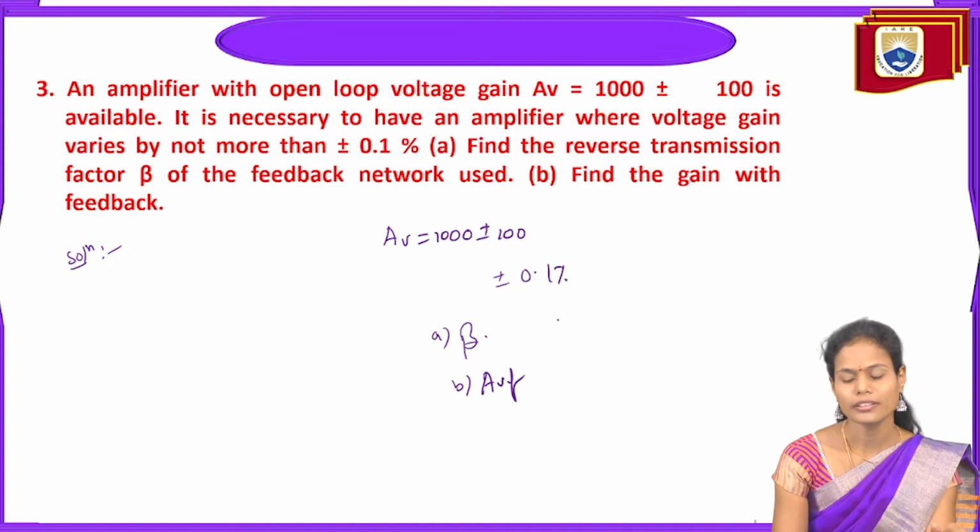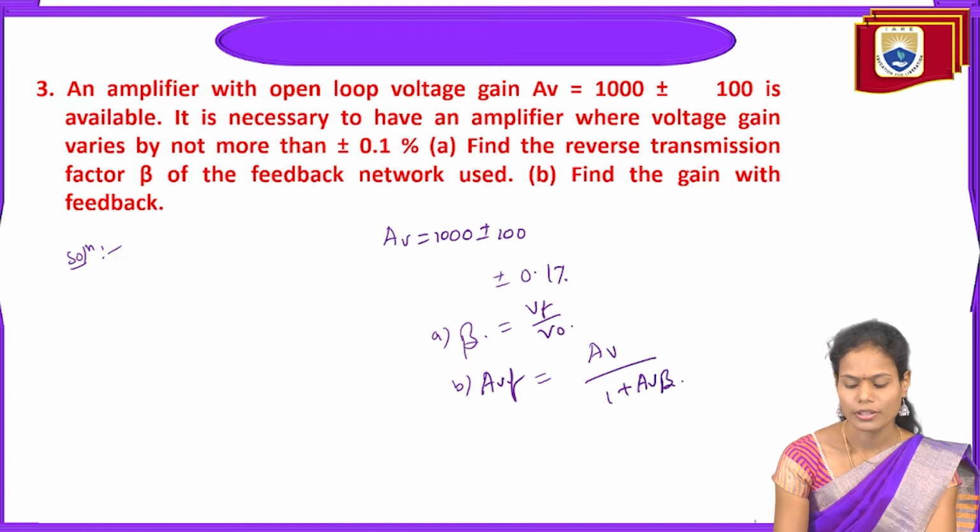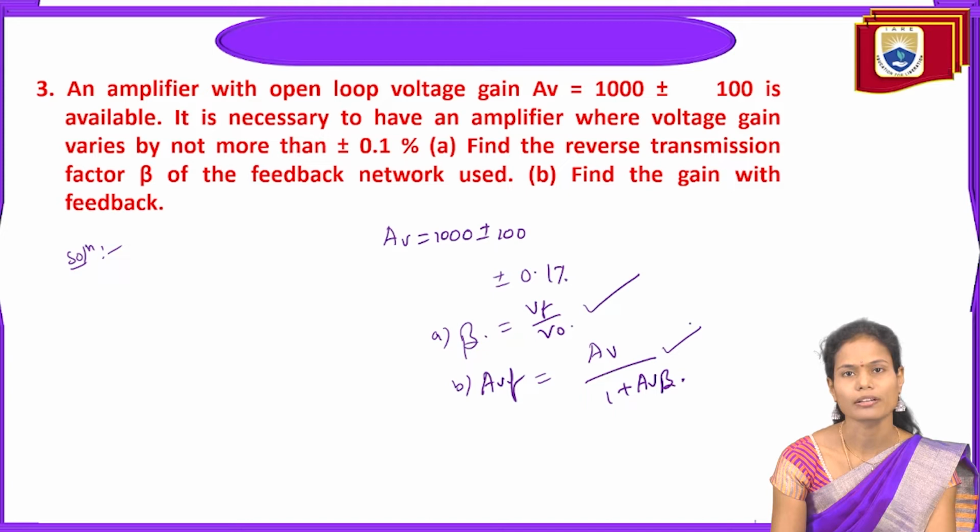To find the beta value, we have VF by V0. And to find AVF, we have AV by 1 plus AV beta. Once we find the beta value, we can also find the gain with feedback. This problem also we already discussed in the problems on feedback amplifier session.